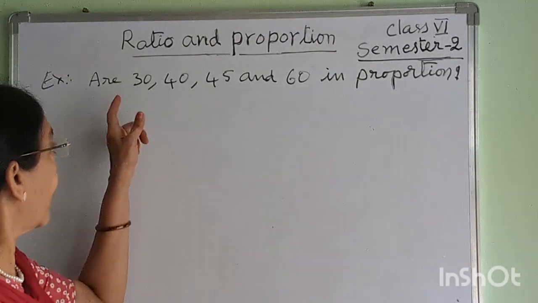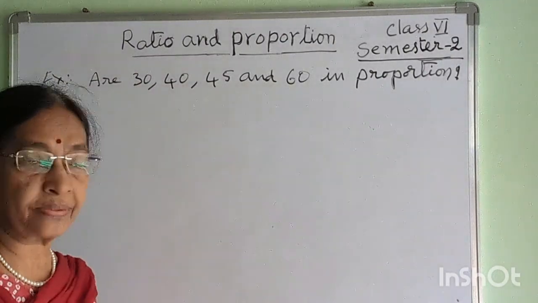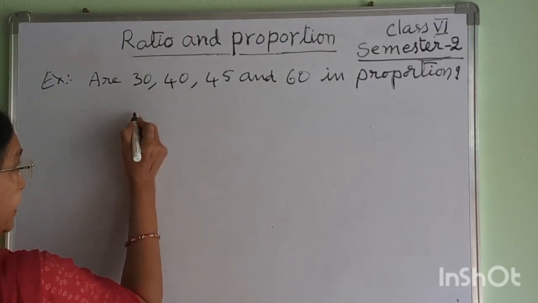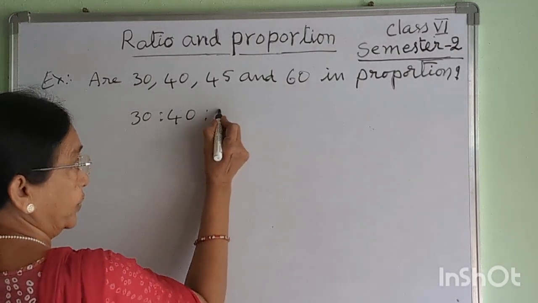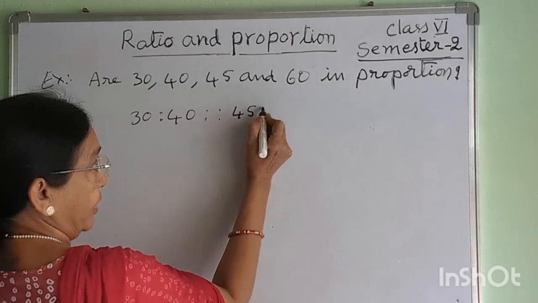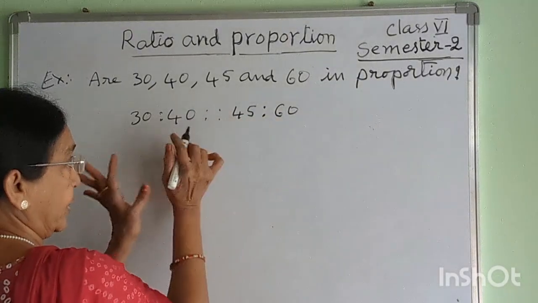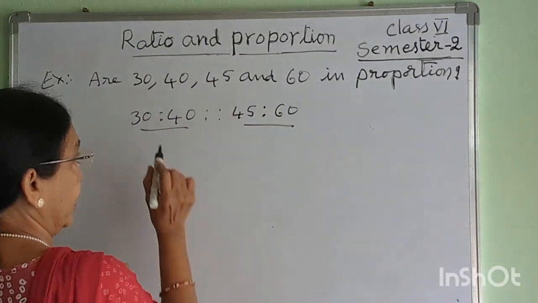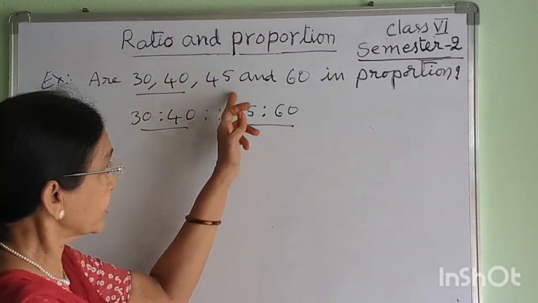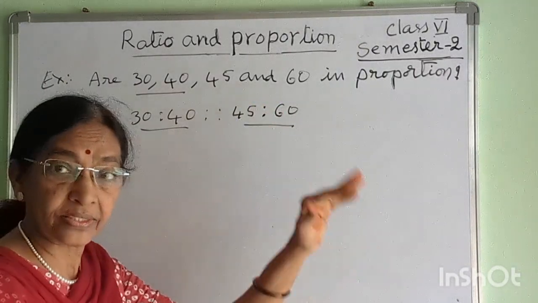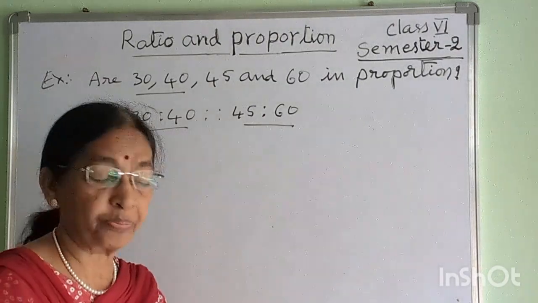Next example: are 30, 40, 45 and 60 in proportion? That means 30 is to 40 is one ratio, which is equal to, is as, 45 is to 60. If these two ratios are equal, or the ratio of the first two terms and the ratio of the last two terms are equal, then they are said to be in proportion.